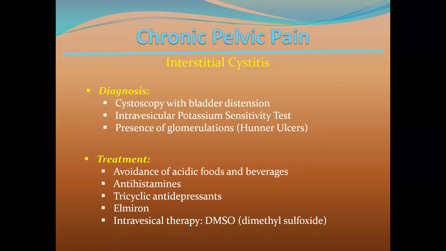When you fill the bladder, some particular areas are seen, and then you can diagnose interstitial cystitis: intravesical potassium sensitivity, presence of glomerulation, Hunner's ulcers, where reddish points are visible. Treatment is avoidance of acidic food and beverages, antihistamine, tricyclic antidepressant, Elmiron, and intravesical therapy, that is dimethyl sulfoxide. These are given as injections.